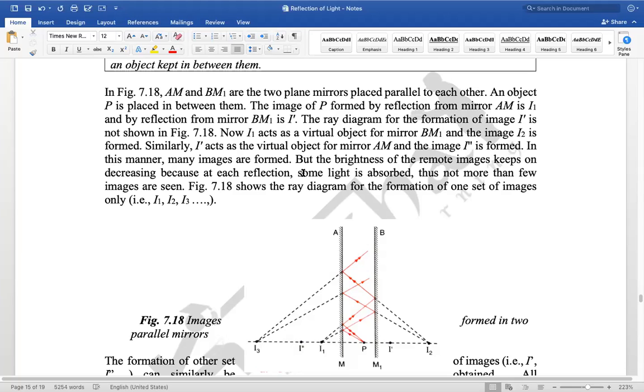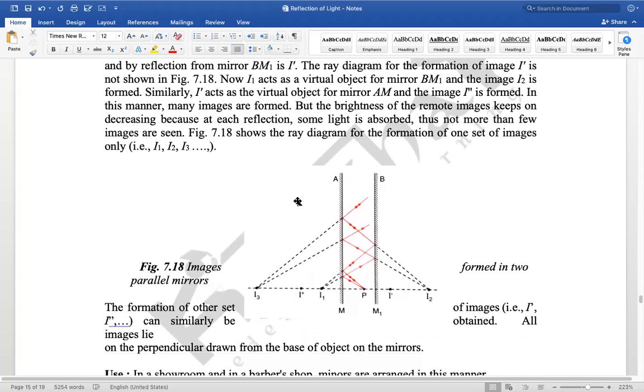In this manner, many images are formed, but the brightness of the remote images keeps on decreasing because at each reflection some light is absorbed. Thus, not more than a few images are seen. Figure 7.18 shows the ray diagram for the formation of one set of images only, that is I1, I2, I3, and so on.